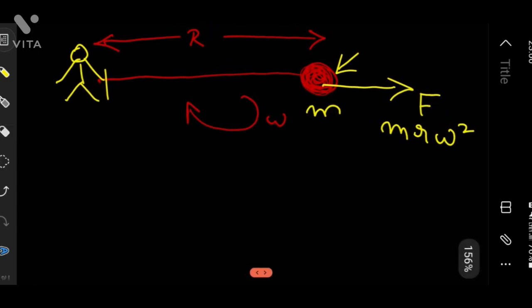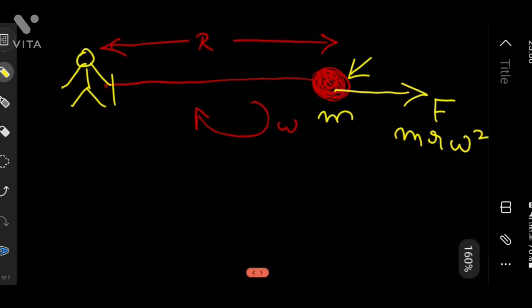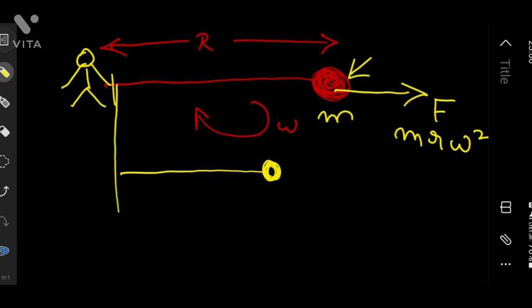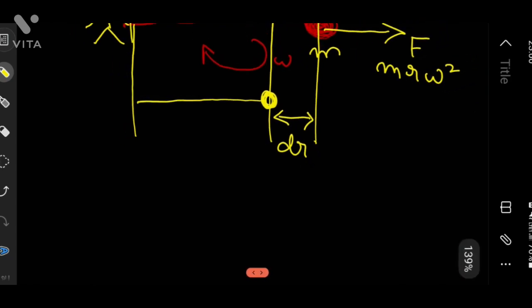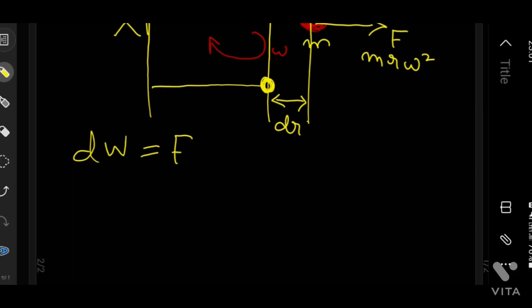So assume I pull the string through a distance dr like this. I have pulled inward to the distance dr as shown. So dW is the work done to pull the string. dW is equal to F dot dx. I simply wrote the general equation, and F dot dx is the dot product.